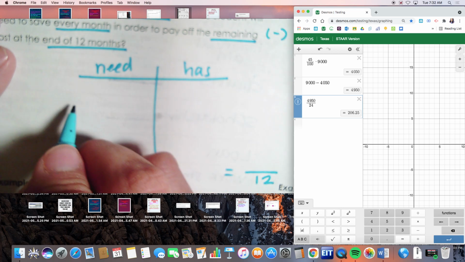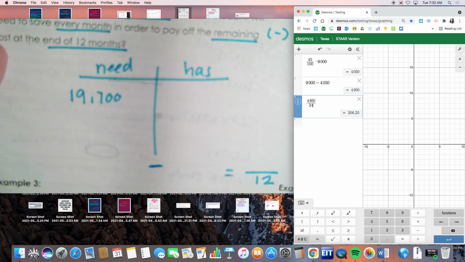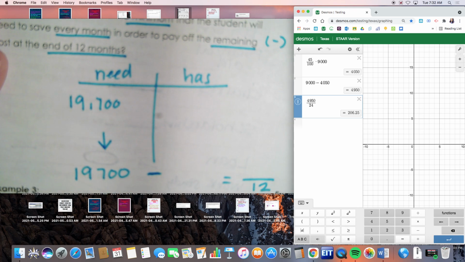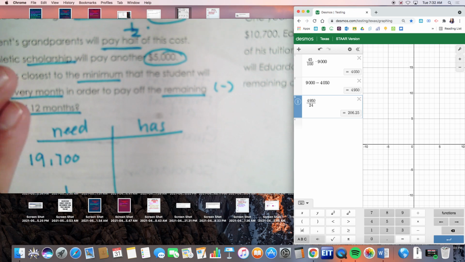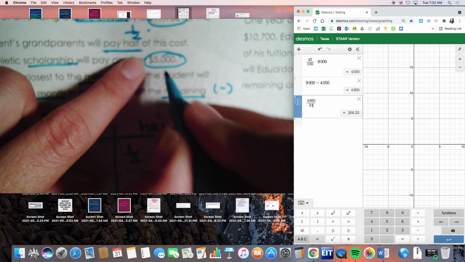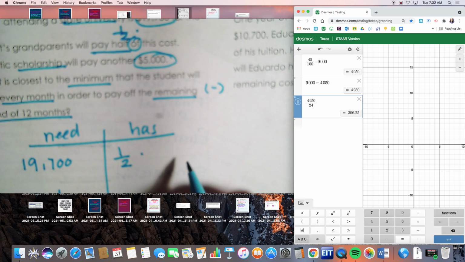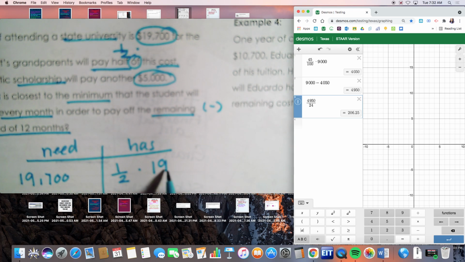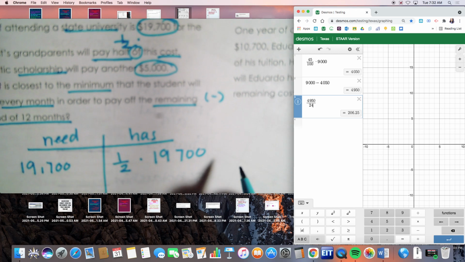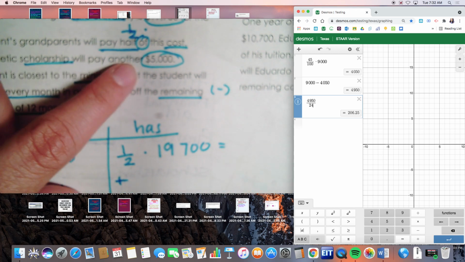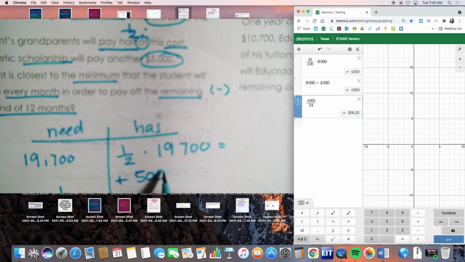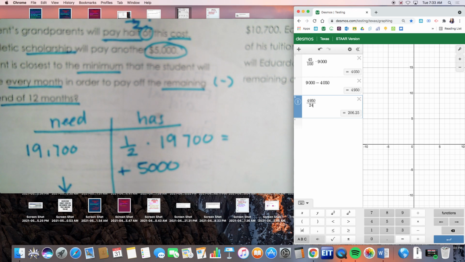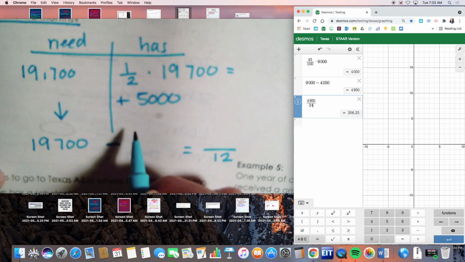So I know I need 19,700, and I know that's not going to change, so I'm going to go ahead and bring that down, okay. But for what I have, this time I have two things. So I have 1/2, remember, if it says of, that means we have to multiply, so I'm going to multiply that by the cost, which is 19,700, okay, of the cost. So I'm going to multiply 19,700 and 1/2. Whatever I get, I have to add it to what else he has, which is 5,000, okay? So you're going to find what 1/2 is of 19,700 by multiplying. Whatever you get, you're going to add it to 5,000, and then you bring it down.